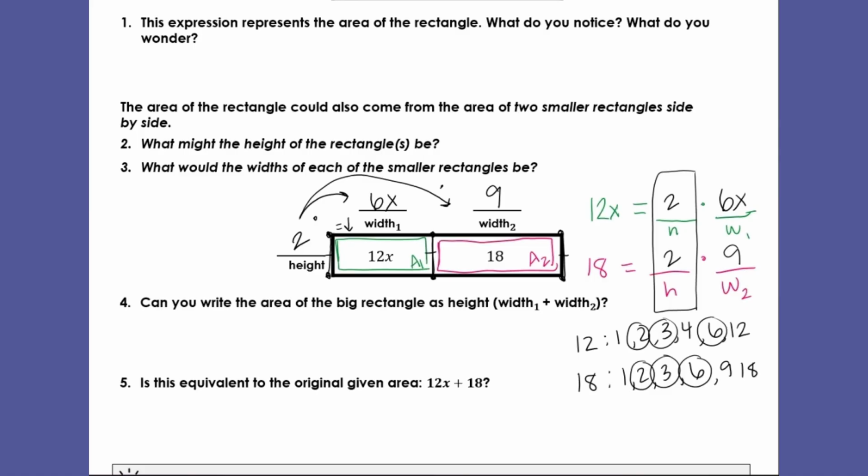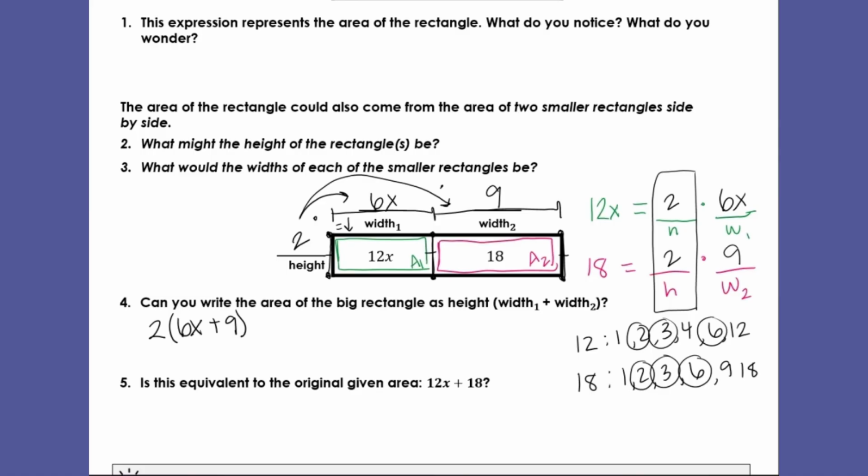Question 4 says, can you write the area of the big rectangle as height times width 1 plus width 2? Meaning that the height of the rectangle is 2, and then I would write the width as 6x plus 9, because the width from here to here is 6x, and then the width from here to here is 9. And so if I add those two numbers together, that would be the total length on the long side of the rectangle.